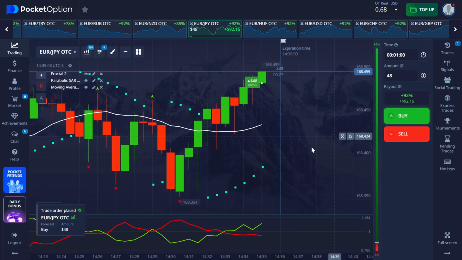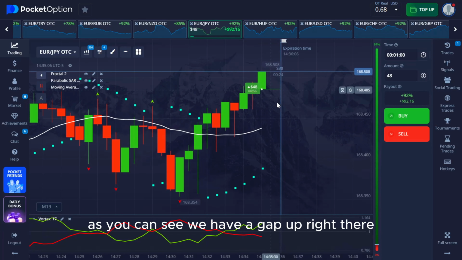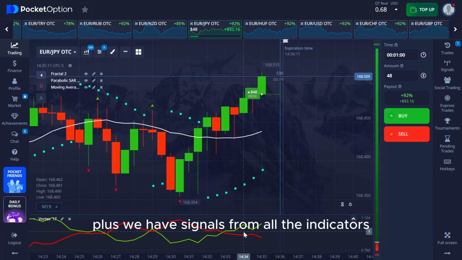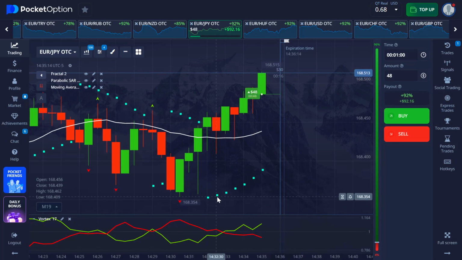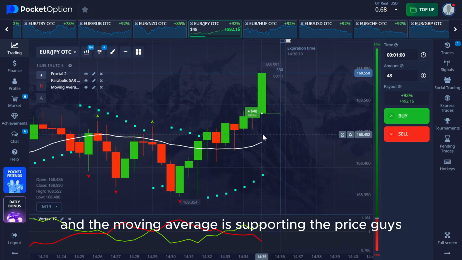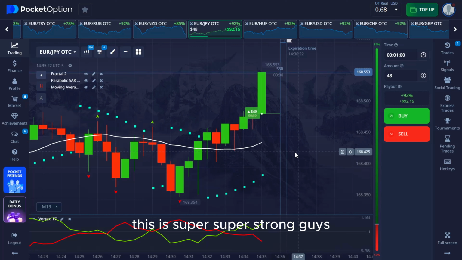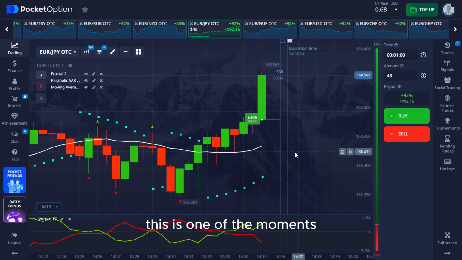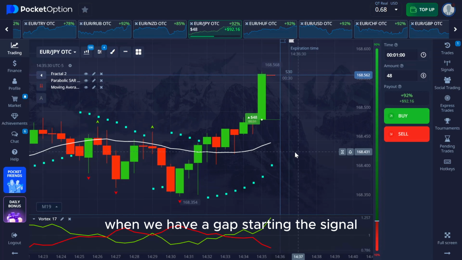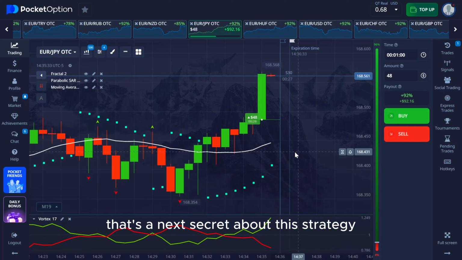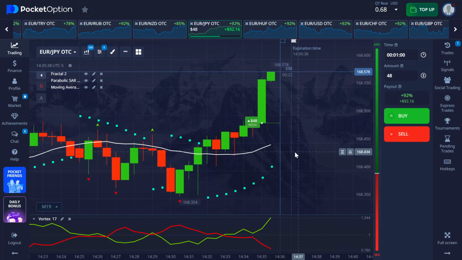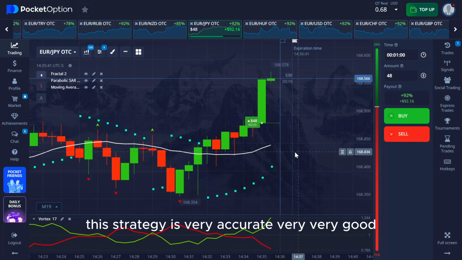Beautiful, beautiful. As you can see, we have a gap up right there, so we're going in the direction of the gap. Plus, we have signals from all the indicators. Vortex cross gone higher. Parabolic is below the candles, and the moving average is supporting the price, guys. See how strong this is? This is super, super strong, guys. This is one of the moments I really love about this strategy, when we have a gap starting the signal. That's a next secret about this strategy. So guys, I just shared two secrets about this strategy. This strategy is very accurate, very, very good.